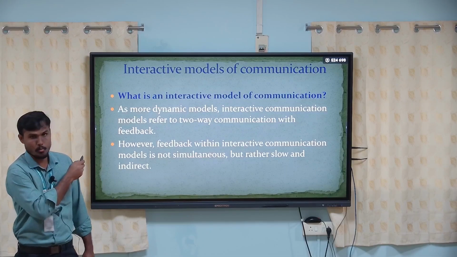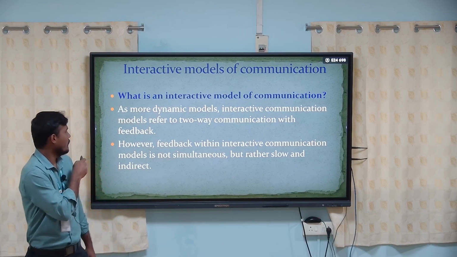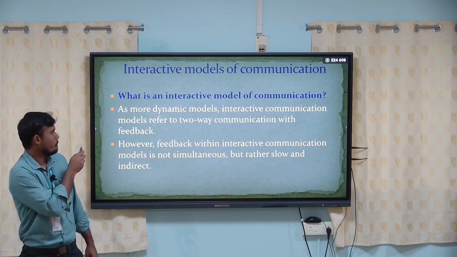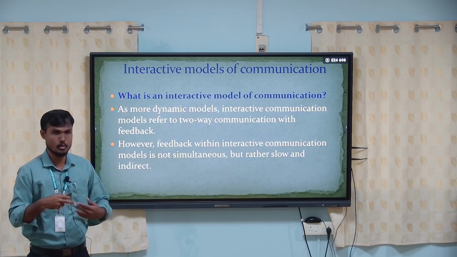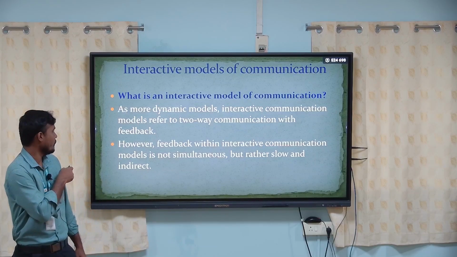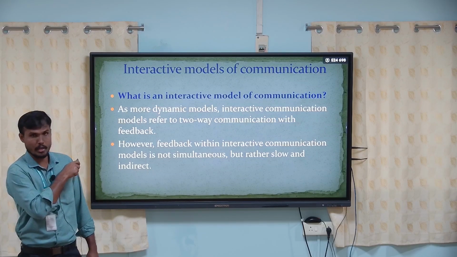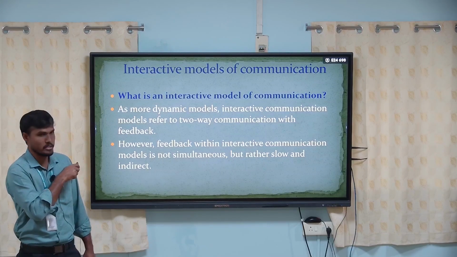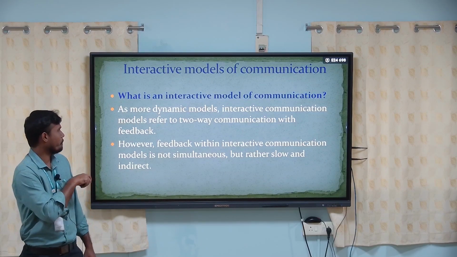Next, the interactive model of communication. So, what is the interactive model of communication? It is a more dynamic model. Interactive communication models refer to two-way communication, which means communication with feedback. However, the feedback in interactive communication models is simultaneous, but rather slow and indirect.